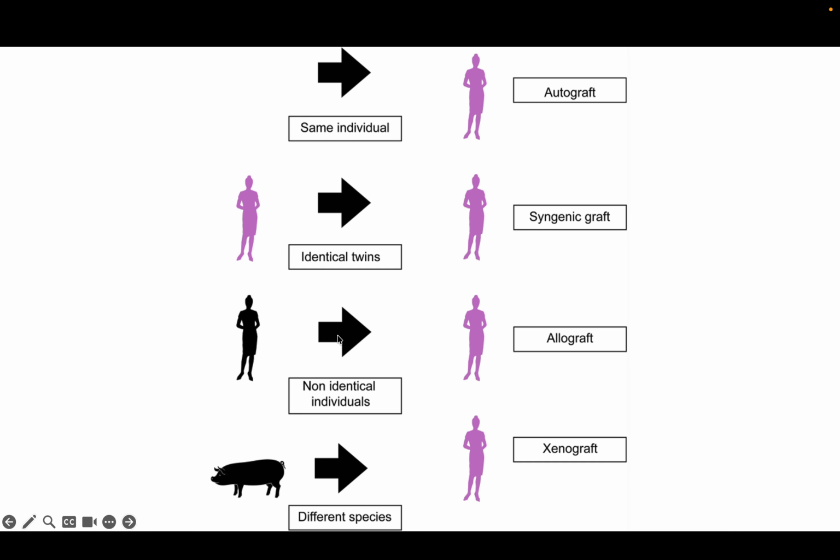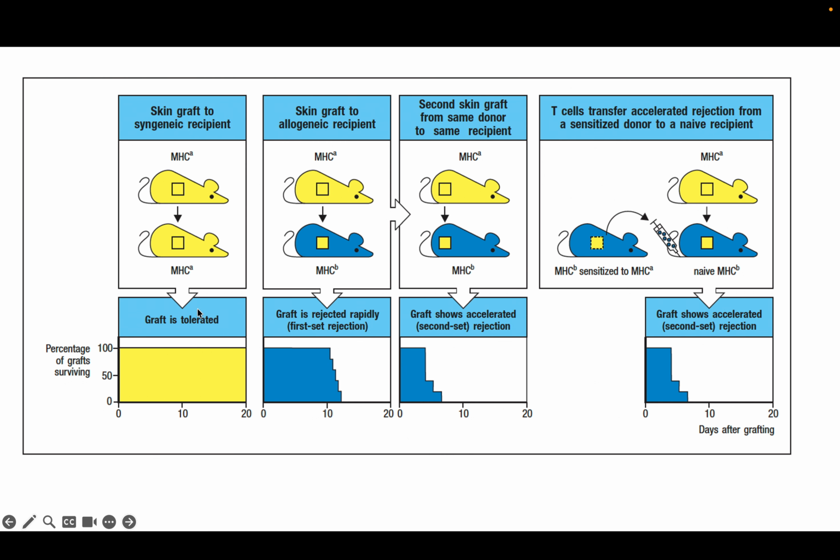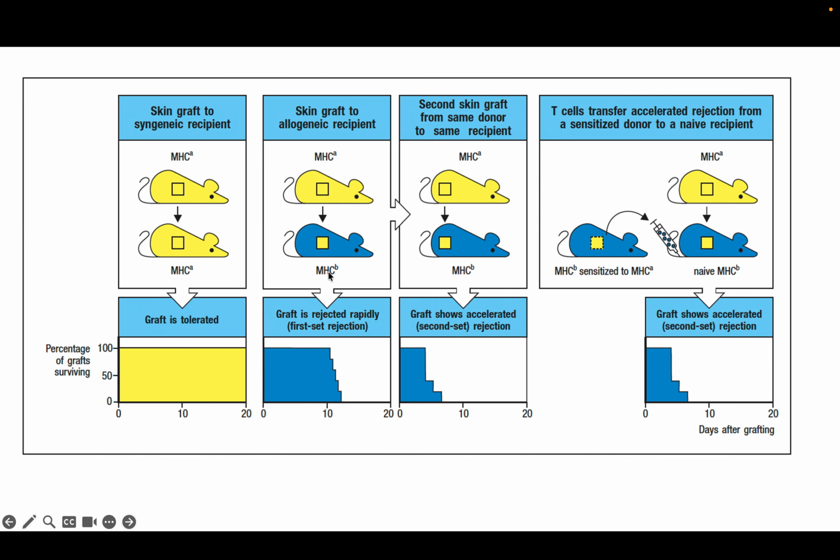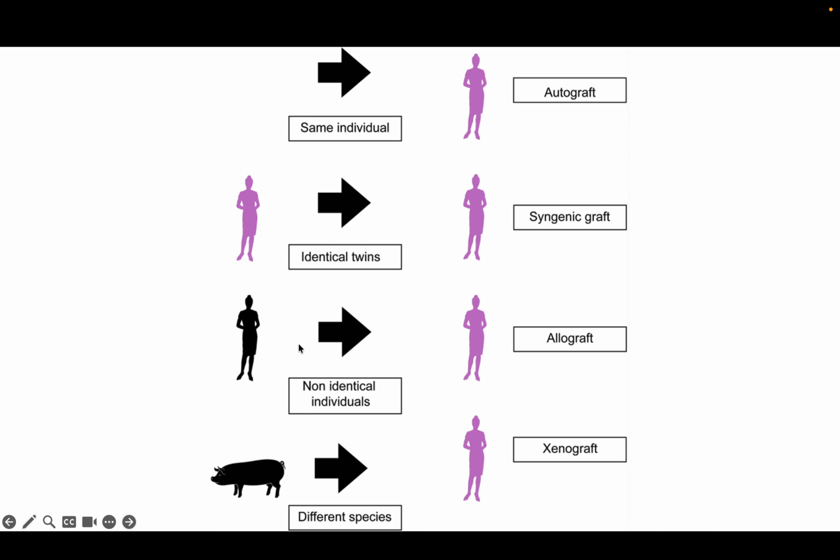If you have non-identical individuals, so they're not related, this is called allograft because genetically they're not the same. If you have grafts from different species, for example, from a pig to a human, this is xenograft. The autografts are usually the ones where the graft is tolerated. Nothing's going to happen. It's not going to be rejected. Syngenic is also generally quite safe. It depends on certain genetic compositions, specifically the MHCs, which we'll be talking about. The allografts, again, you're trying to match people that are genetically very similar.